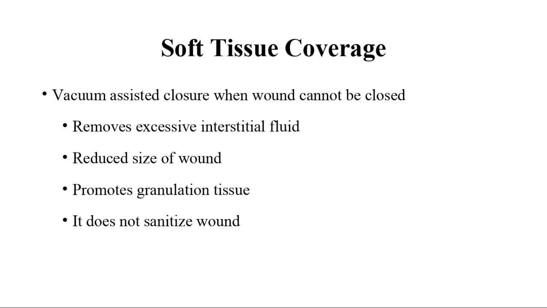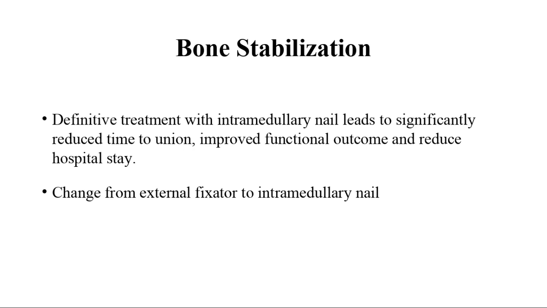So if it makes the wound smaller, the plastic surgeon may now decide, all I need is a skin graft. I don't need to put a fasciocutaneous flap. So the vac is a great friend of orthopedics and the plastic surgeon in decreasing the size of very large wounds. What it does not do, it does not sanitize the wound. It makes it smaller and it promotes granulation tissue. Okay, this I've said before. So for the best bone stabilization, for the definitive treatment, a locked intramedullary nail.